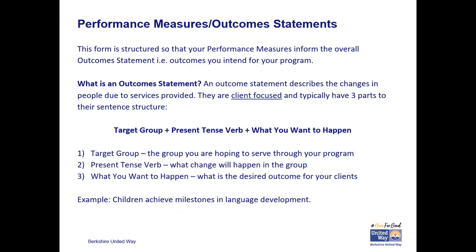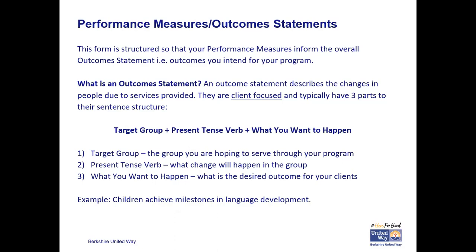So they're very client focused, and it typically has 3 parts to its sentence structure. If you think of an outcome statement, think of designing it in a way that is looking at your target group, the group you're hoping to serve through your program, then the present tense verb, what will change, what will happen to this group, and then what you want to happen as the desired outcome for your clients. So an example is children achieve milestones in language development. That would be an outcome statement.